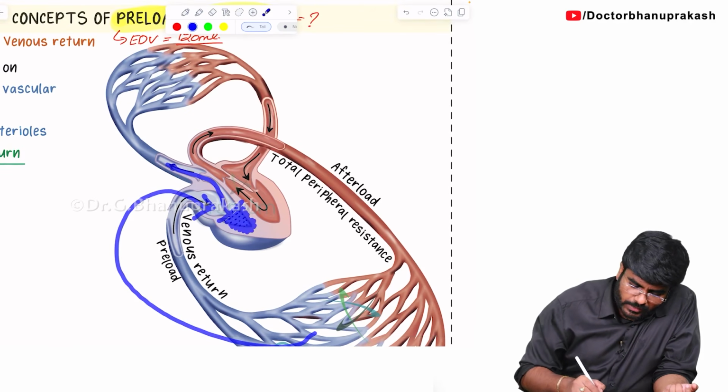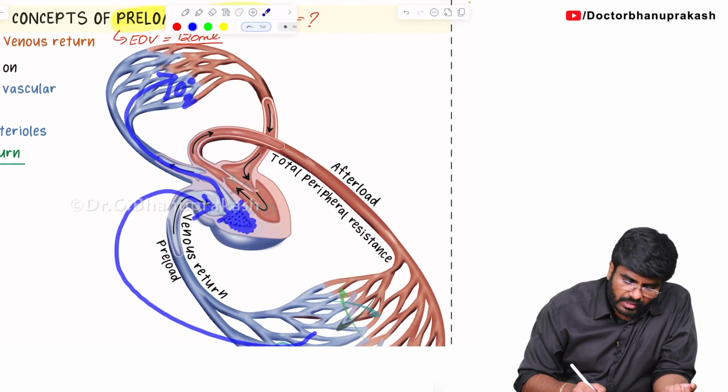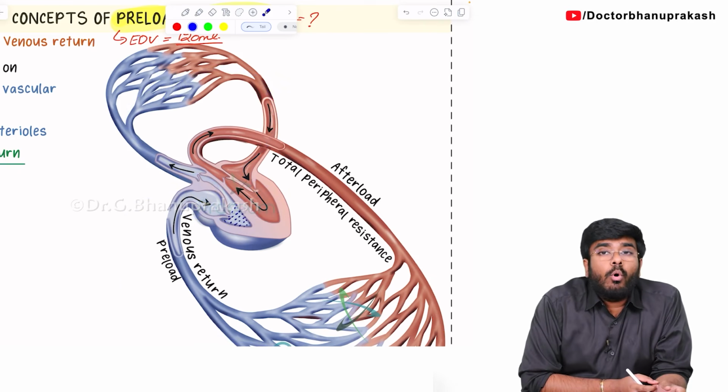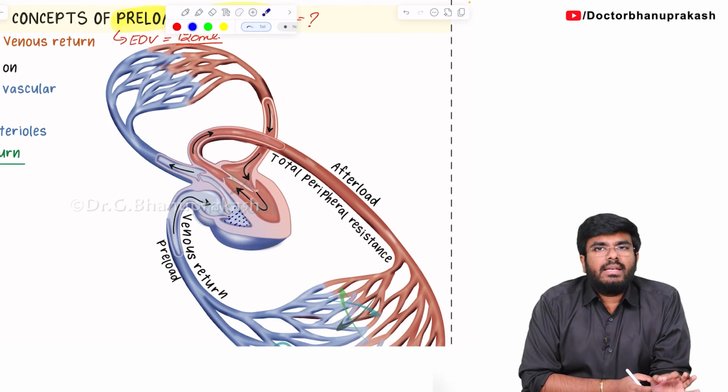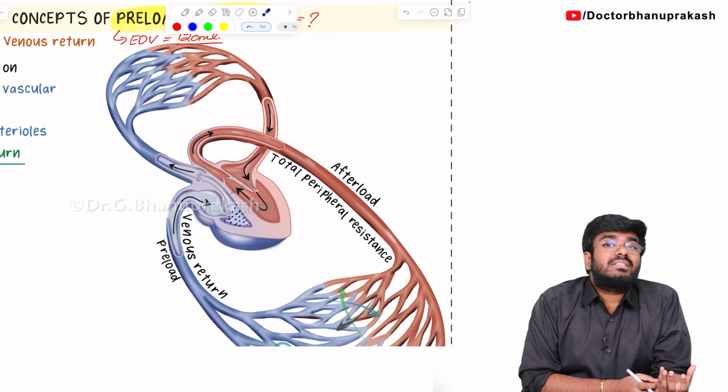Now this blood will go to the lungs for the purpose of oxygenation, and the blood will be oxygenated and become arterial blood, and now the same arterial blood is going to come here, and the left ventricle is also going to be getting filled more. So the more the venous return, the more the filling, the more the preload, or the more the end-diastolic volume. So finally the statement is, the preload is dependent on what? Venous return.